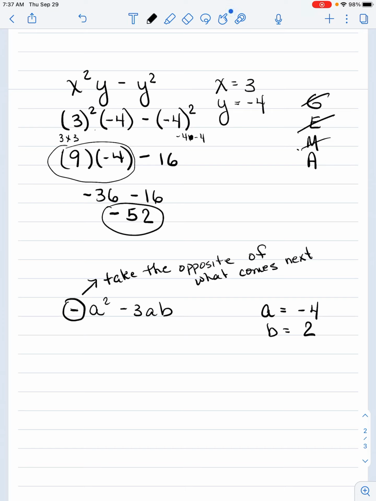Now, what comes next? Well, an exponent only refers to what comes right before it. Okay, so because the negative A is not in parentheses, your base here is just A. So we're going to take the opposite of A squared, which is negative 4 squared, minus 3 times negative 4 times B, which is 2. Okay, so GEMMA again.